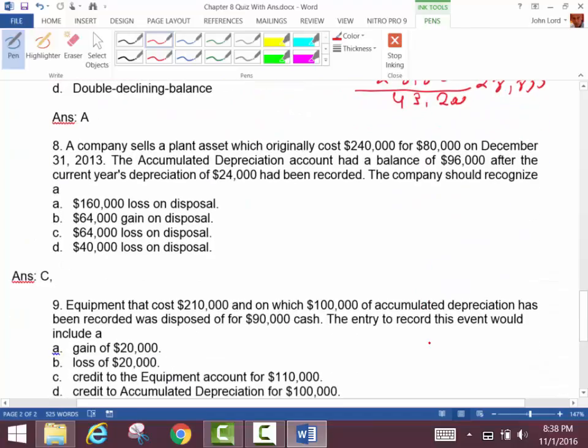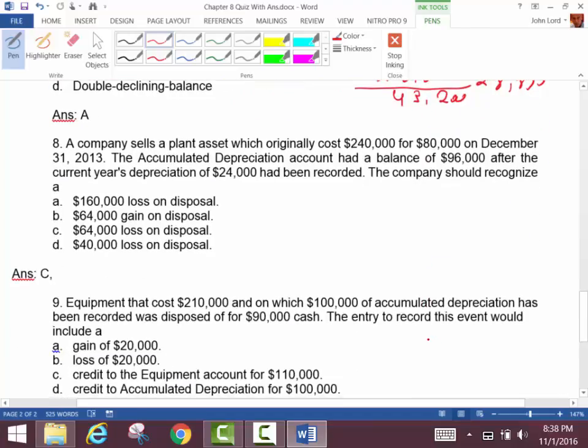A company sells a plant asset with an original cost of 240,000 for 80,000. The accumulated depreciation had a balance of 96,000 after the current year's depreciation of 24,000 had been recorded. The company should recognize. Now we do have two A's there. The first one's clearly not the right answer. So it's going to be what?